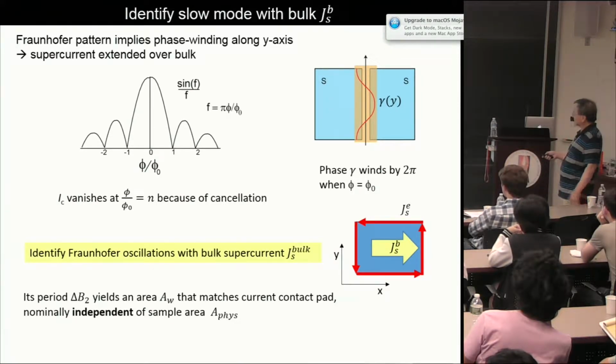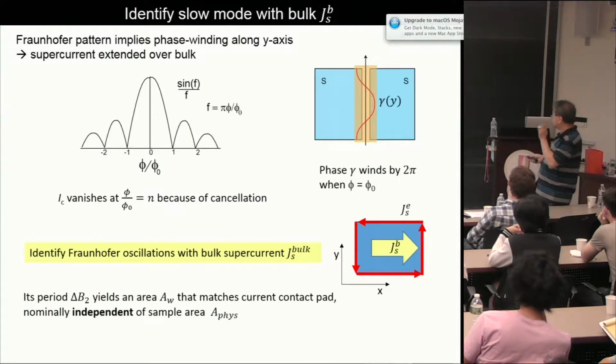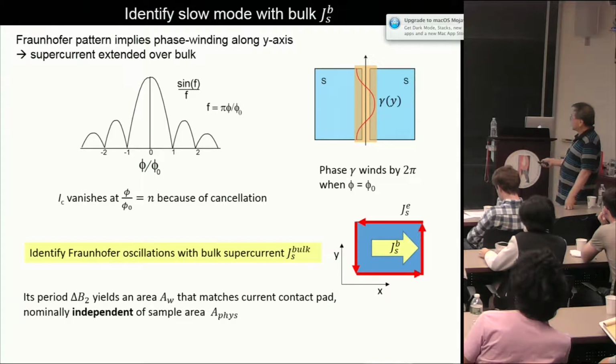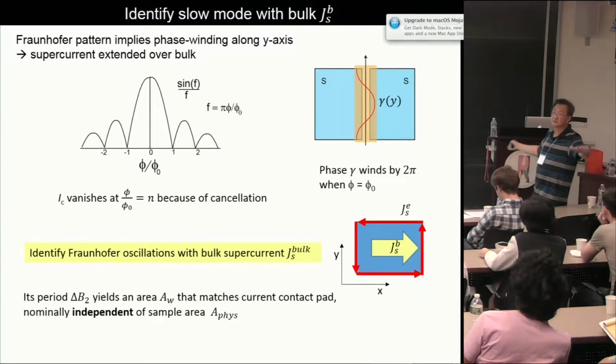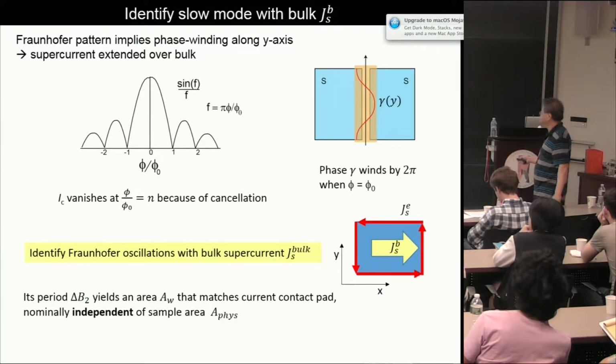Now, what I want to convey is that this is a pattern arising from the bulk supercurrent. So there are two supercurrents, one living in the bulk, because the fact that you have to wind along the y direction to generate this pattern means that it has to extend throughout the bulk. Right? But then on top of that, there's this edge supercurrent that gives rise to the fast mode. So this is the novel feature.